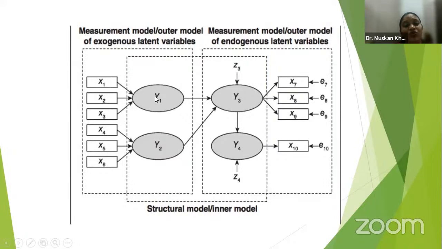When the arrows are connecting towards the construct, it means these particular items are predicting the particular construct. Here you can see there's a difference in the direction of the arrows. Here the items are predicting the construct. Here the construct is predicting the items. So there's a difference when we make a model. When we put the arrows in this direction, it means the items are predicting the construct. If we provide the arrows in the other direction, it means the construct is predicting the items. So this is just an example of a model which we try to make in PLS-SEM software.